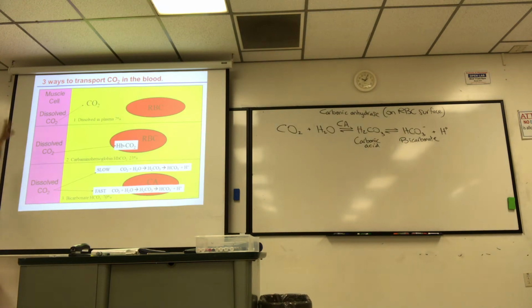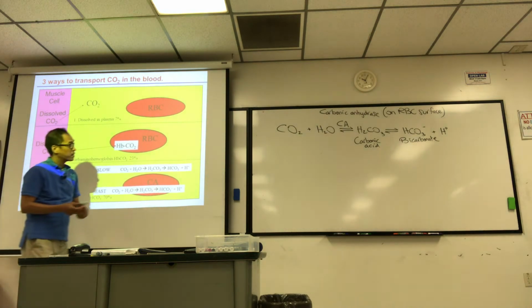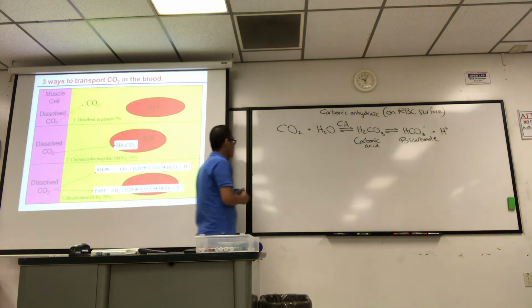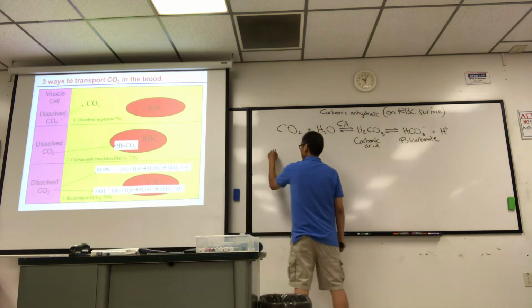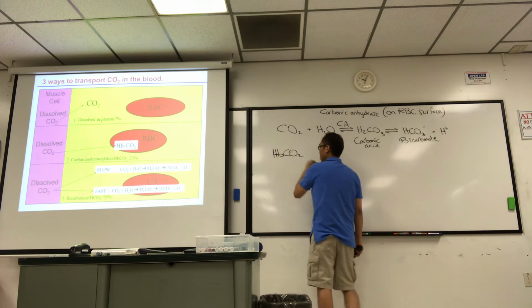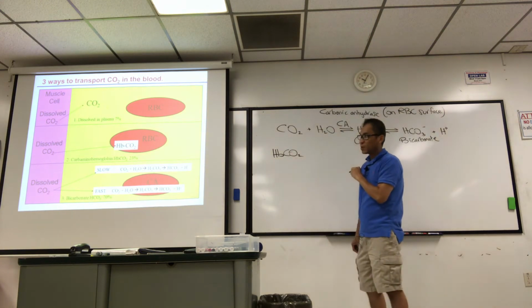Muscle cell, and you've got CO2 building up. You want to push it into the blood so the blood can take it away to your lungs so you can breathe it off. There's 3 ways it gets in there, right? Dissolved in plasma, that's 7%. Bound to hemoglobin. Remember before the break, we wrote this, and we called it carbaminohemoglobin.